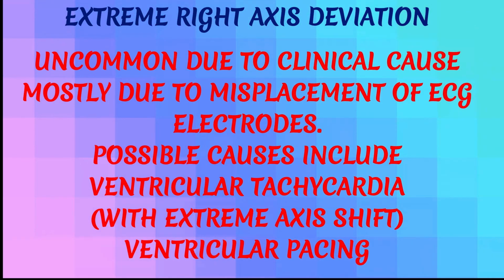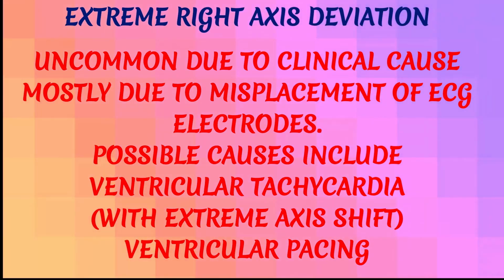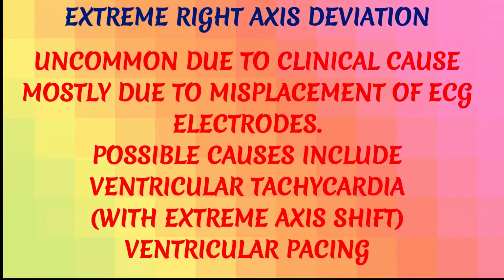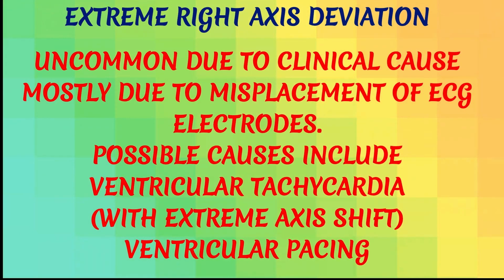Causes of extreme axis deviation. Uncommon due to clinical cause, mostly due to misplacement of ECG electrodes. If it is present, first check limb electrode placement. If electrode placement is right, then possible causes include ventricular tachycardia with extreme axis shift and ventricular pacing.